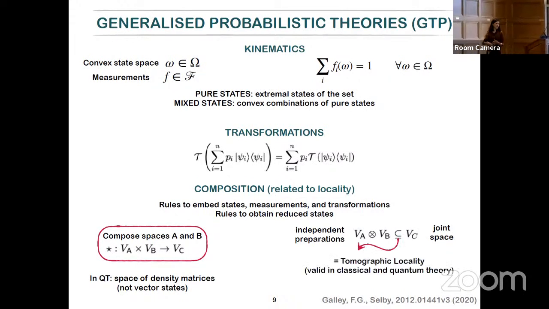And in particular, if these two coincide, which is the case for both classical and quantum theory, then we say that a property called tomographic locality holds. Intuitively, this means that I can have all the information I need. Basically, the quantum state is fully characterized by local measurements on the subsystems.